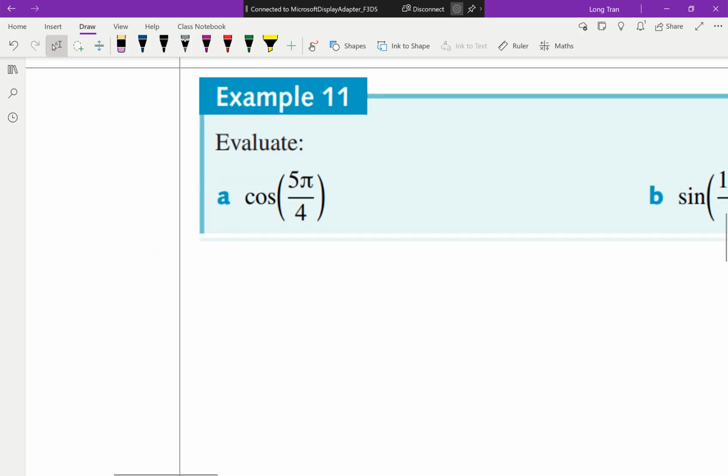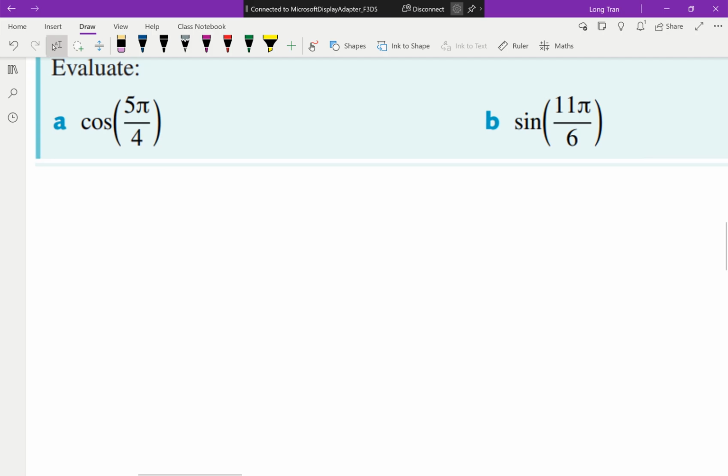Cos of 5 pi on 4. Your job eventually, when I ask you these questions, is to answer off the bat. It's like saying 5 times 8. You have to be able to do that. So if I ask you what is cos of 5 pi on 4, you should already know where I am in the unit circle and what the exact value is.